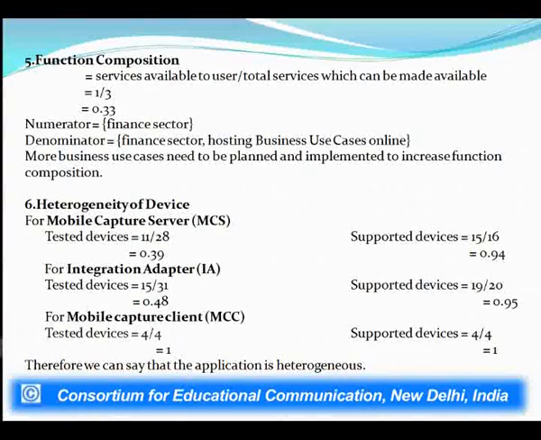Similarly, function composition can be defined as services available to the user divided by total services which can be made available. This is 1 by 3. So this is being used in the finance sector right now, this paper, but it can be used in other sectors also. So 3 has been taken. This function composition can be extended. So 1 by 3, it is 33%.